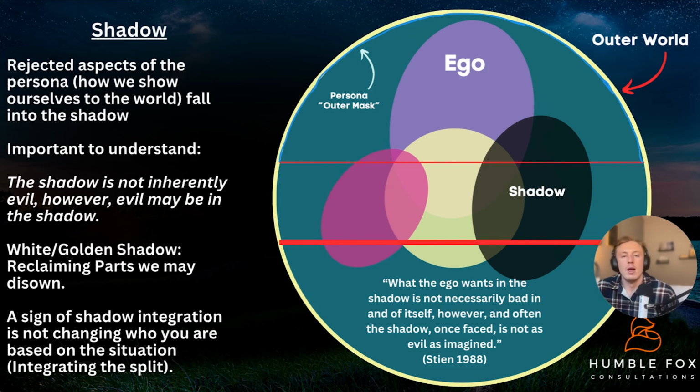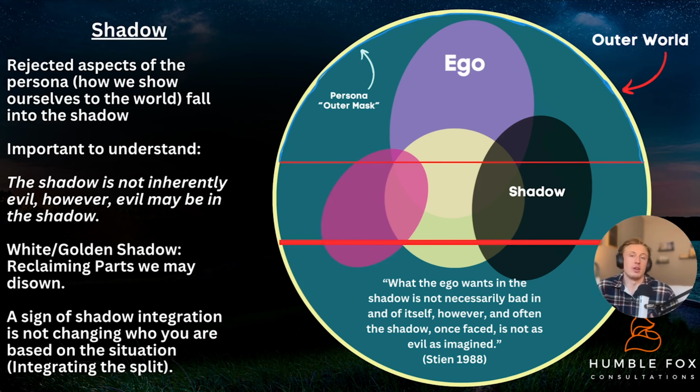A good indication of shadow integration is not changing who you are based on the situation. And so what we're doing there is we're integrating the split of that aspect that we left behind into who we are now. If you go into a room, you may notice this with other people, that when they're around other people, they may change who they are in a way. And we may notice that we start doing that as well.